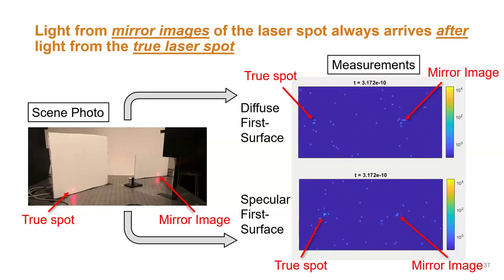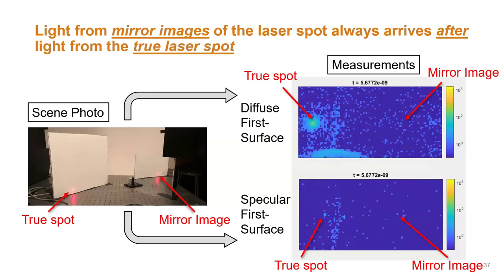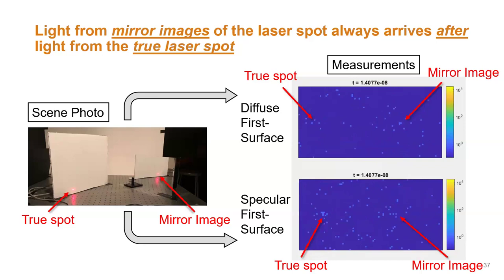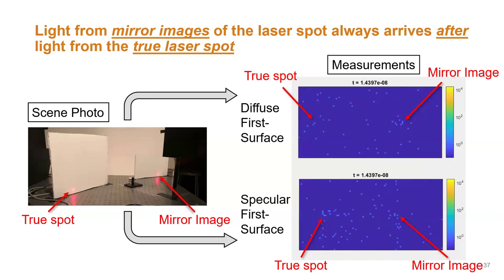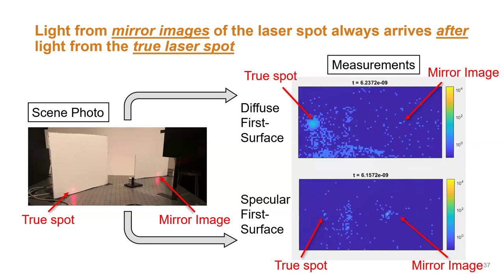So once we've resolved the second ambiguity, figuring out which kind of surface we illuminated first is pretty straightforward. That's because we know what direction we pointed our laser. If we pointed our laser towards the true spot, then we can infer that we illuminated a diffuse surface first. Otherwise, we can infer that we illuminated a specular reflector first.